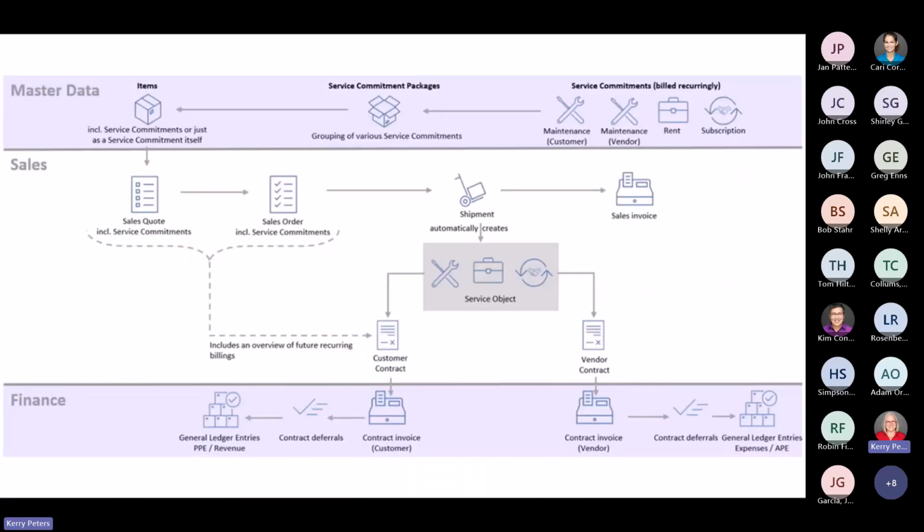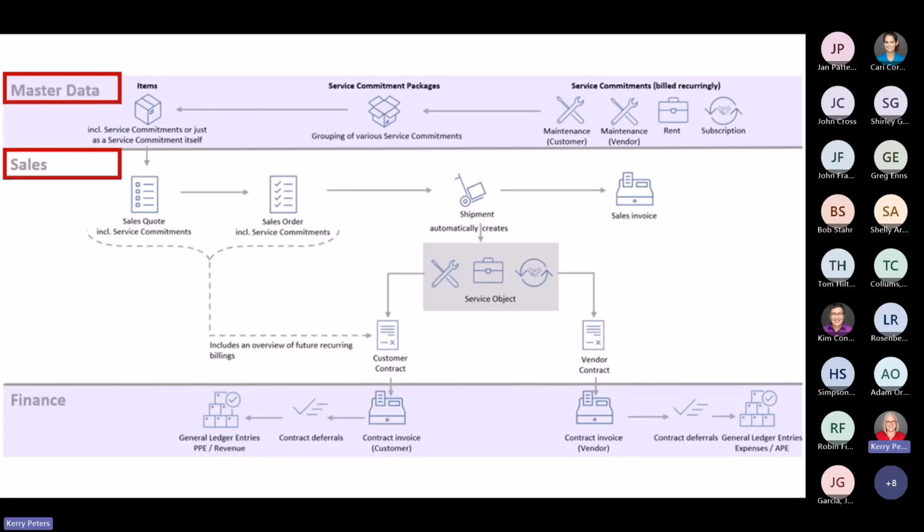This chart is from Learn.Microsoft, and I think it does a good job of visually laying out the different components of the subscription billing. You can see that it is a little bit complex, but I like how it starts with the master data, and it shows what setup might be needed to be able to make this whole flow of subscription billing work. It also gives examples of what things like service commitments might be. Next, we have the sales, and this incorporates the different types of sales documents and would also take into consideration the customer or vendor contract as well as that service object.